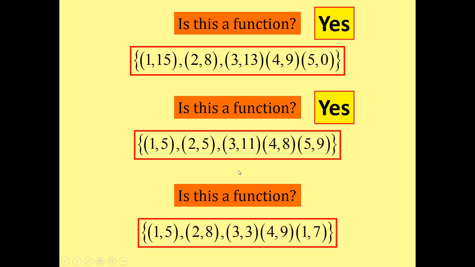Here's a set of numbers. Notice in the first pair, 1 gives an answer of 5, and in the last pair, 1 gives an answer of 7. You cannot have two different answers for the same number and be a function.